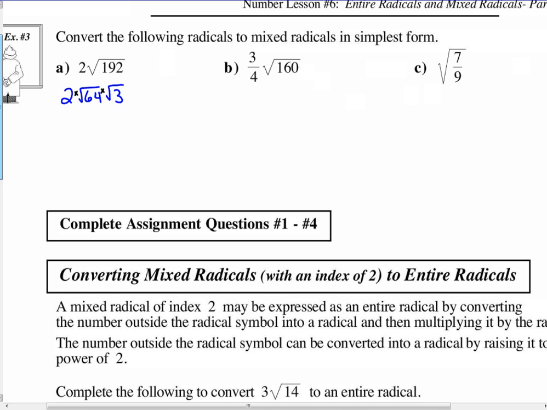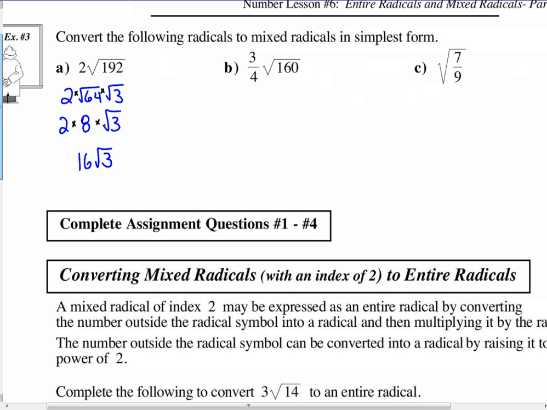So when you square root 64, what's the square root of 64? 8. So we're left with 2 times 8 times root 3, or 2 times 8 is 16 root 3. Okay, so if there's already a number in front, whatever is being square rooted, that number that you get, the output of the square root, you need to multiply by the coefficient that's already there.